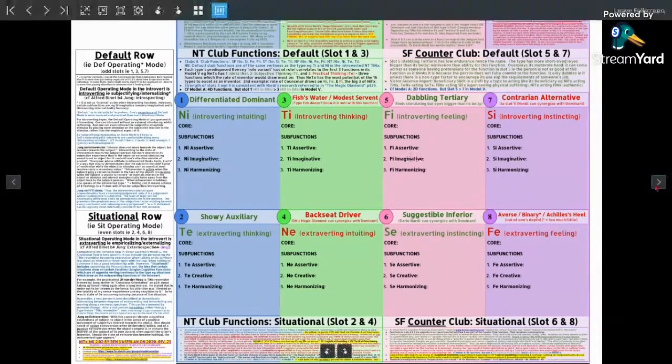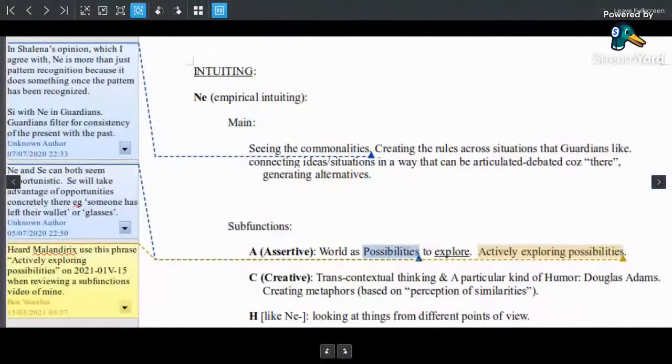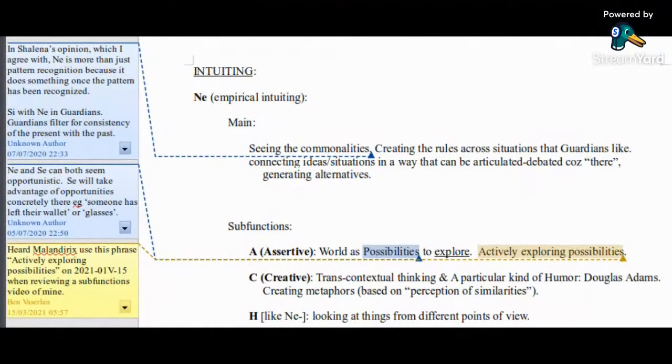So now we move on to the next one. How long have I spent so far? 27 minutes already. So, subfunctions.